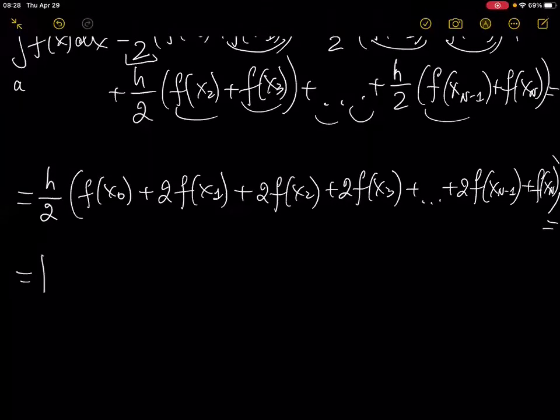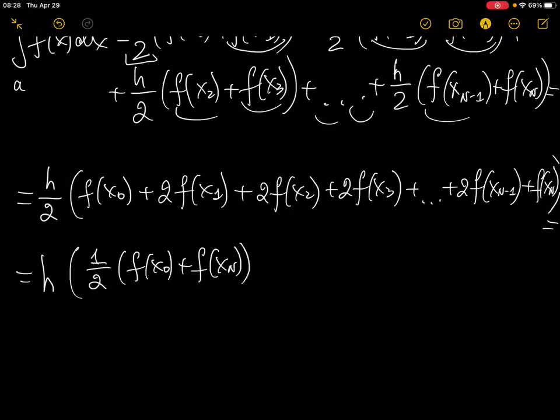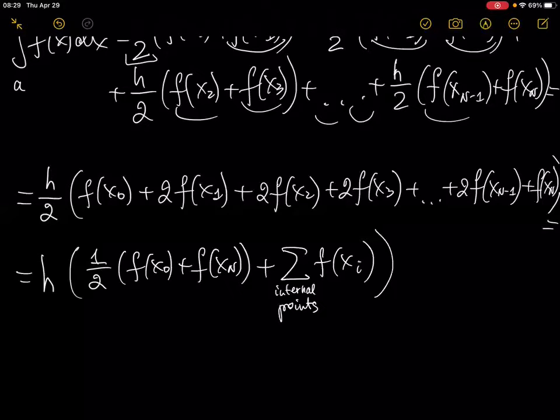So then, usually people write it in this form. It is just easier to compute it like that: 1/2 f of x naught plus f of xn plus sum over internal points. Just like that. So this is composite rule for trapezoid.